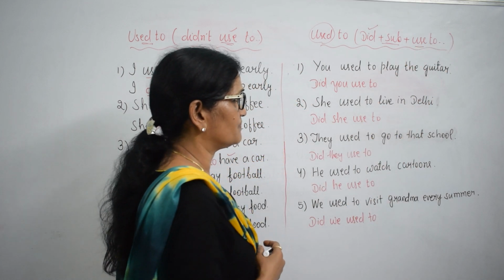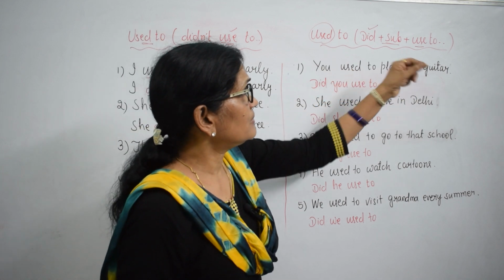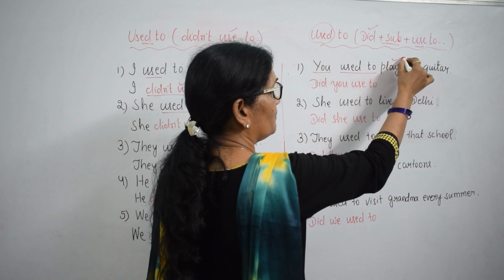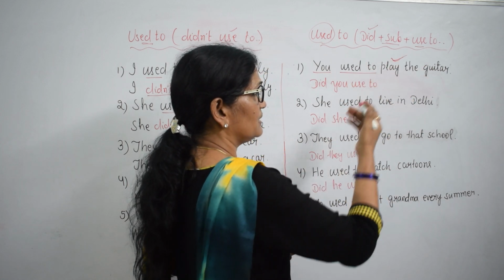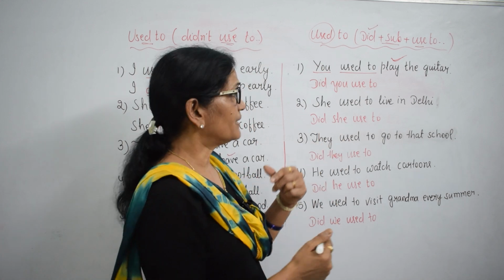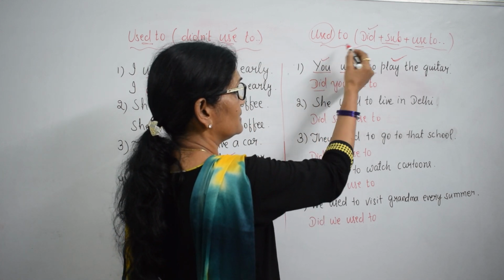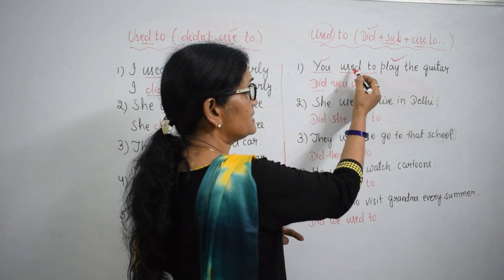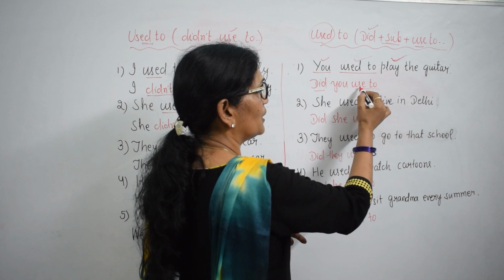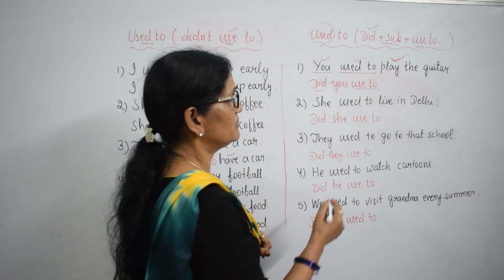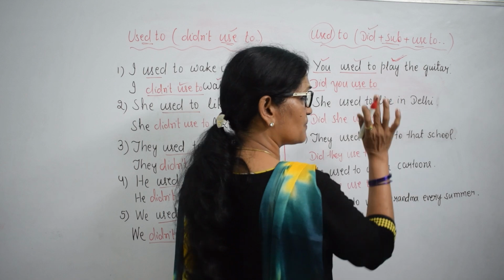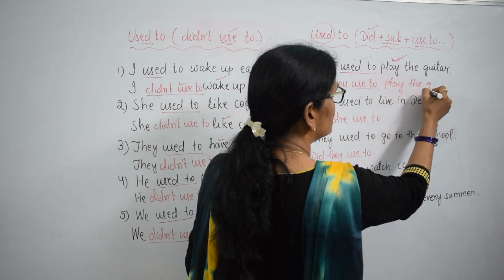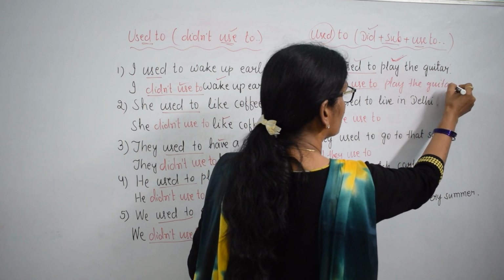Then the next portion. You used to play the guitar. Use the subject. Used to what? Then the main verb, play the guitar. It's interrogative: did. Then the subject: did plus subject, then use to. Did you, instead of "used to", use to without D. Did you use to, and the verb is in the base form of the verb. That will be written: play the guitar. Okay. Question mark.